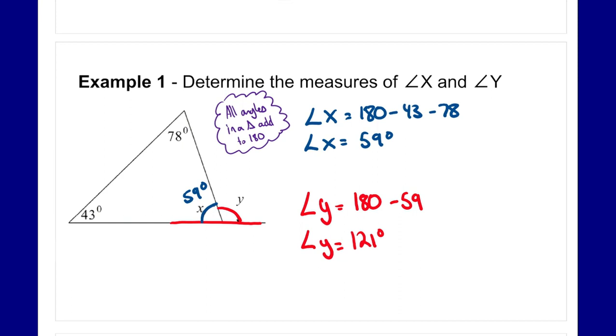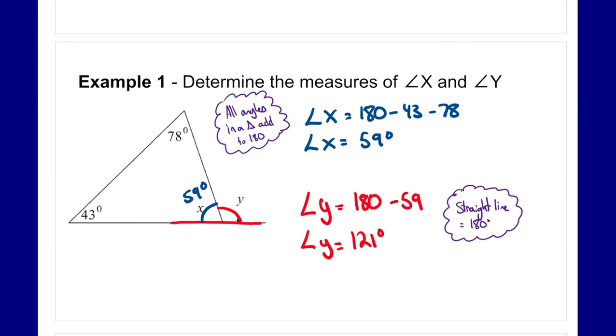And again, the property here, straight line equals 180 degrees. Right, so again, just some things that you might want to remember if you didn't already.